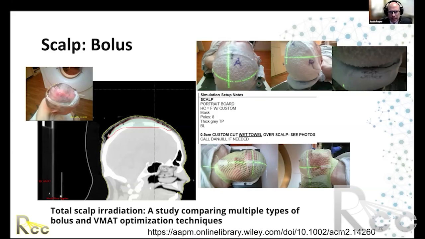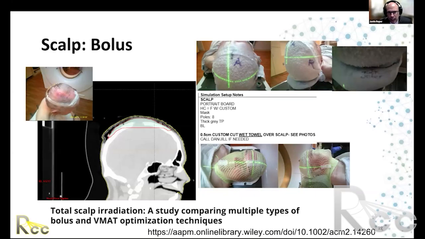And so in these instances, again, we want to fabricate bolus at the time of simulation. That bolus could be fabricated by cutting strips from a sheet of Superflab or silicone and then creating something which looks like a helmet that is positioned over the area to be treated. Alternatively, thermoplastic sheets could be warmed and then formed over the area. The challenge with the thermoplastic sheets is once that plastic hardens, it can become a little bit pointy and can press into the patient, and over the course of treatment, this can become uncomfortable.